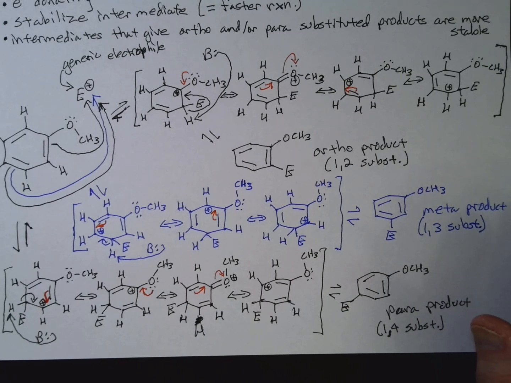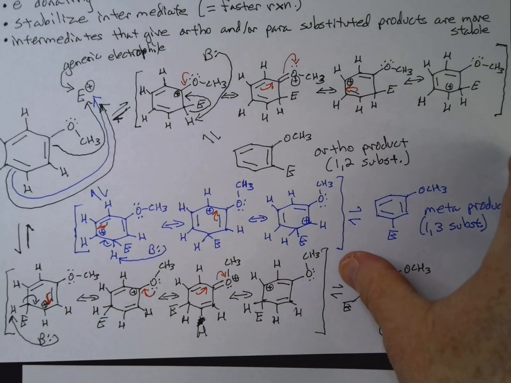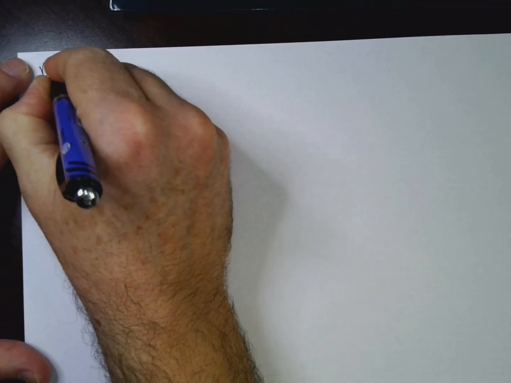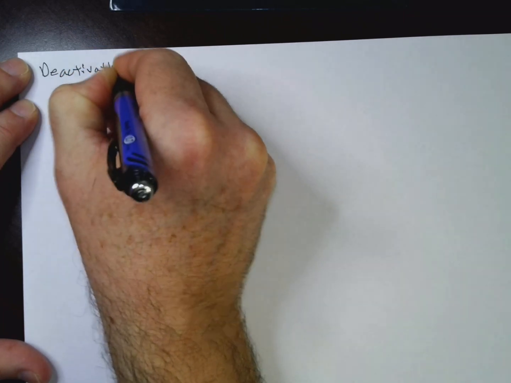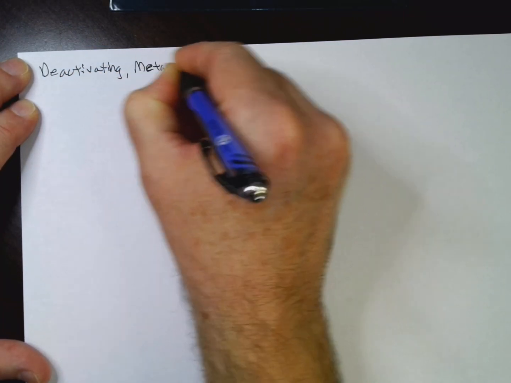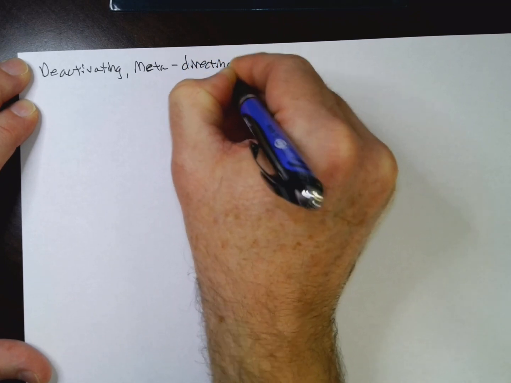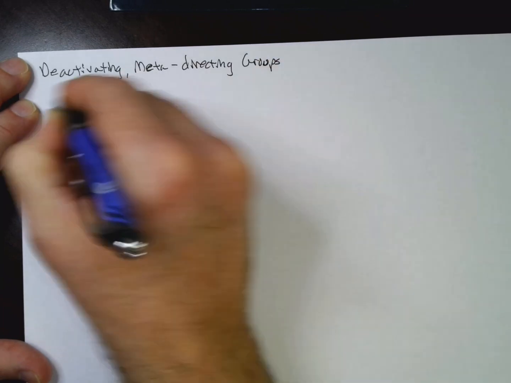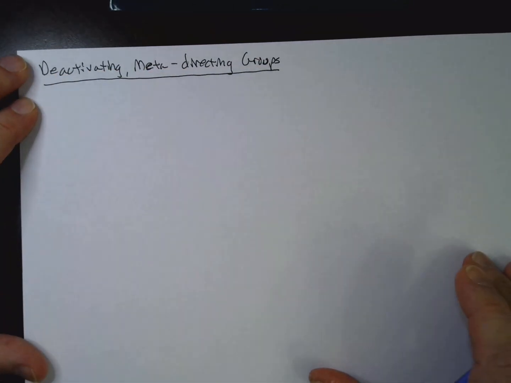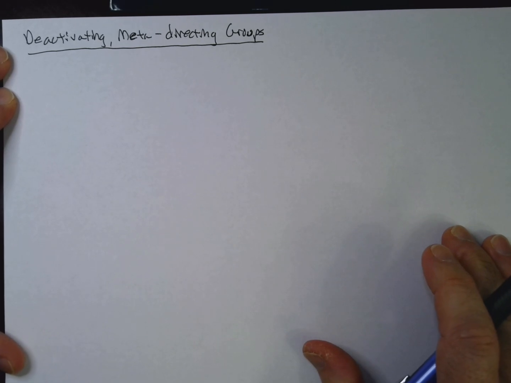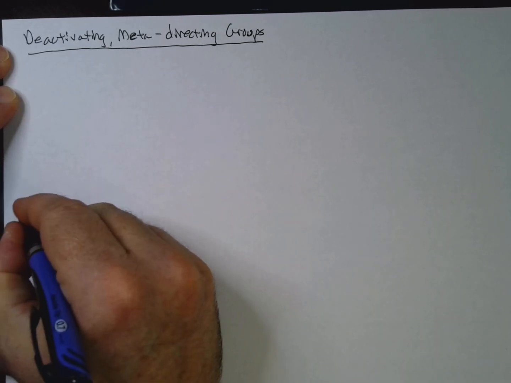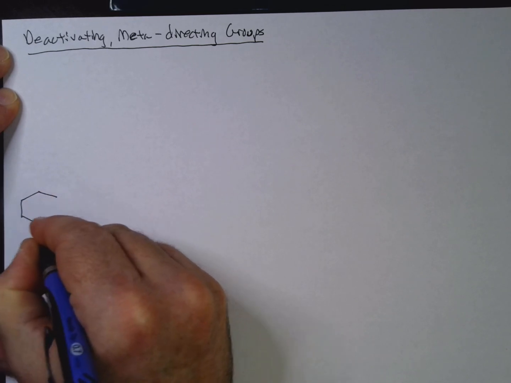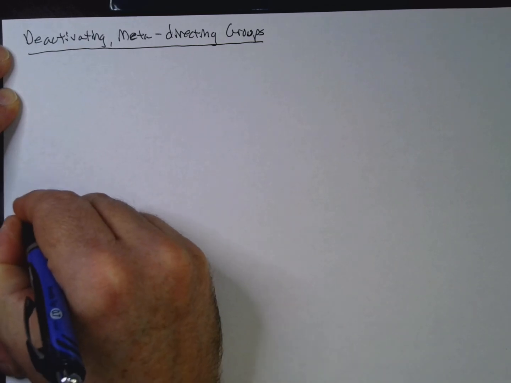Now, we also have deactivating groups. So let's take a look at a deactivating group. The example that we saw was nitro. So let's go ahead and take that here. And again, I'm going to try to squeeze this in.